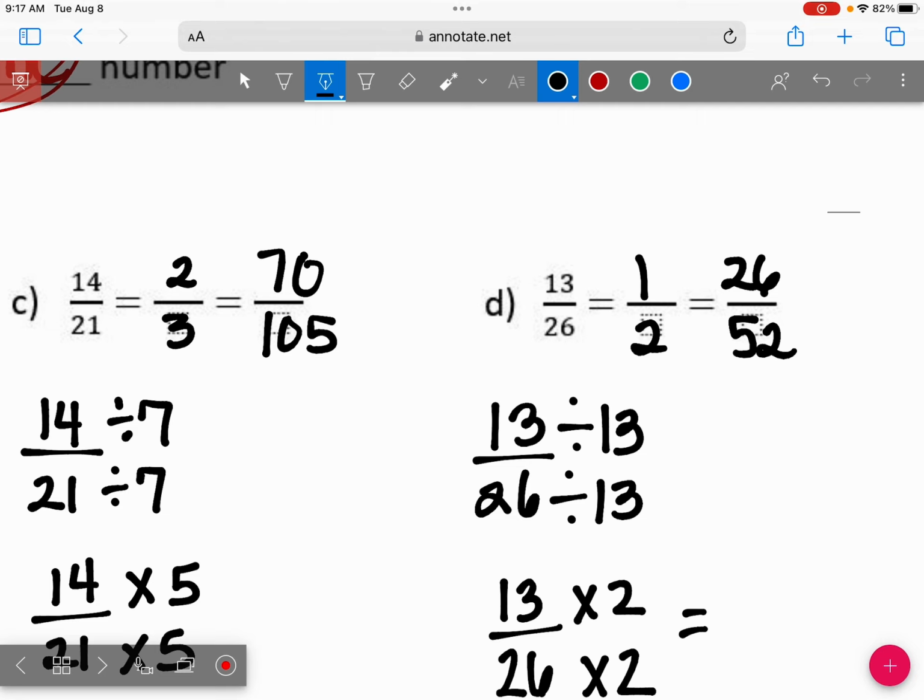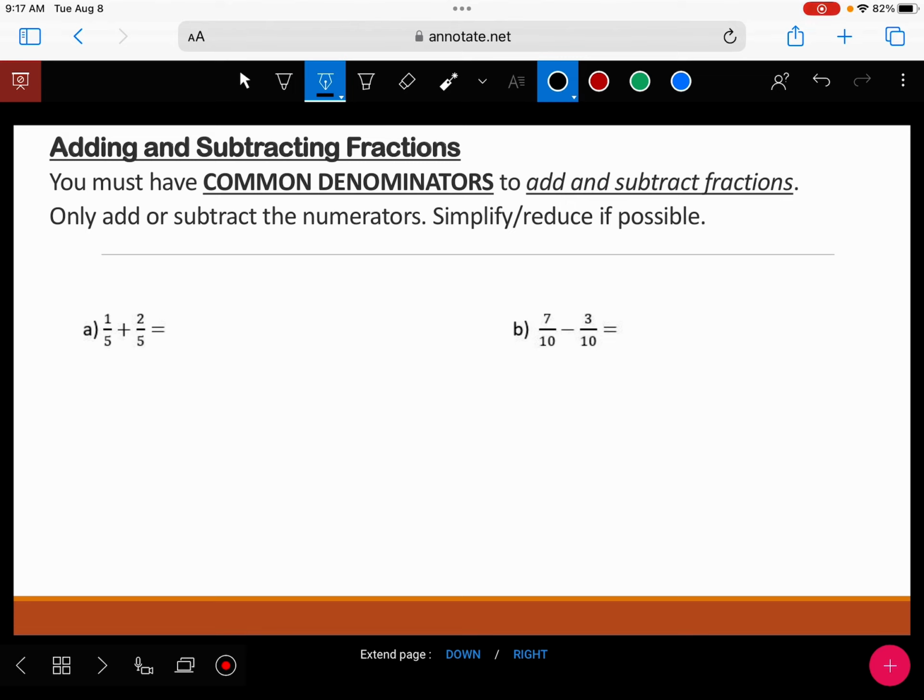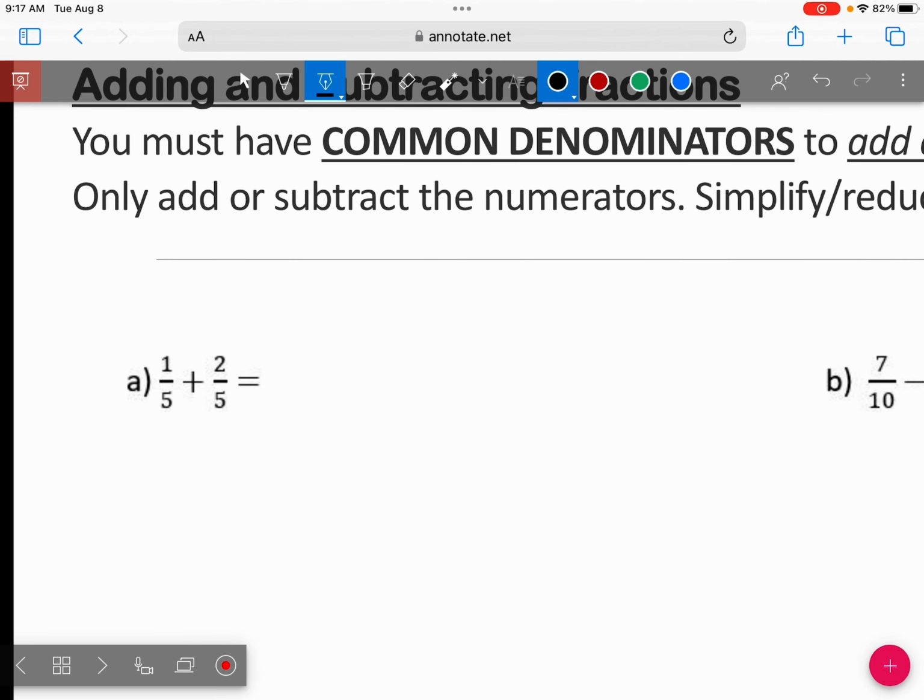All right, so now let's talk about adding and subtracting fractions. In order to add or subtract fractions, you have to have a common denominator. So the number at the bottom has to be the same. So I gave you the first two, they already have a common denominator. When they have a common denominator, we don't change it. We keep that 5 a 5. And then I'm just adding the 1 plus 2. 1 plus 2 is 3. So that would be your answer. Go ahead and try to do B by yourself.